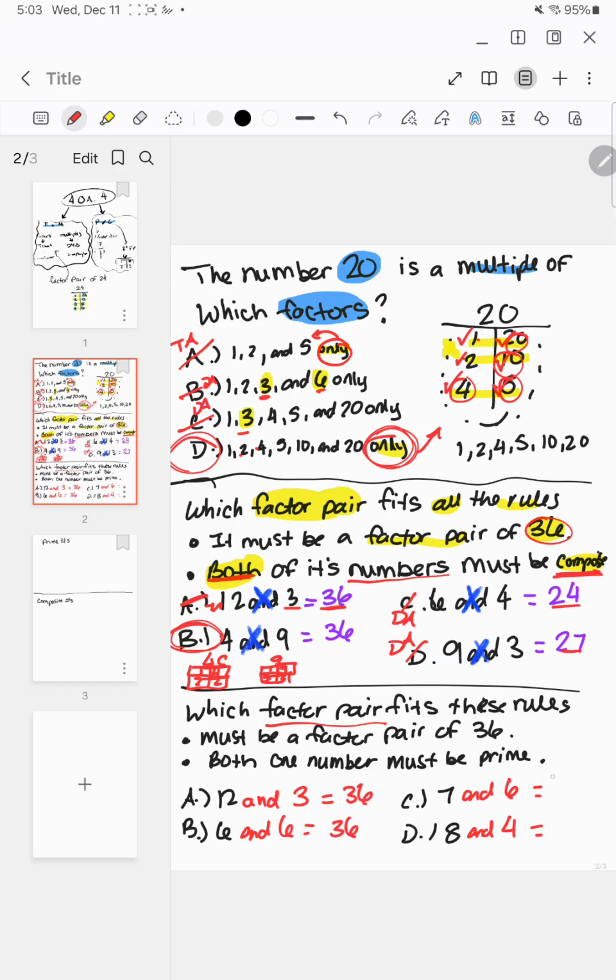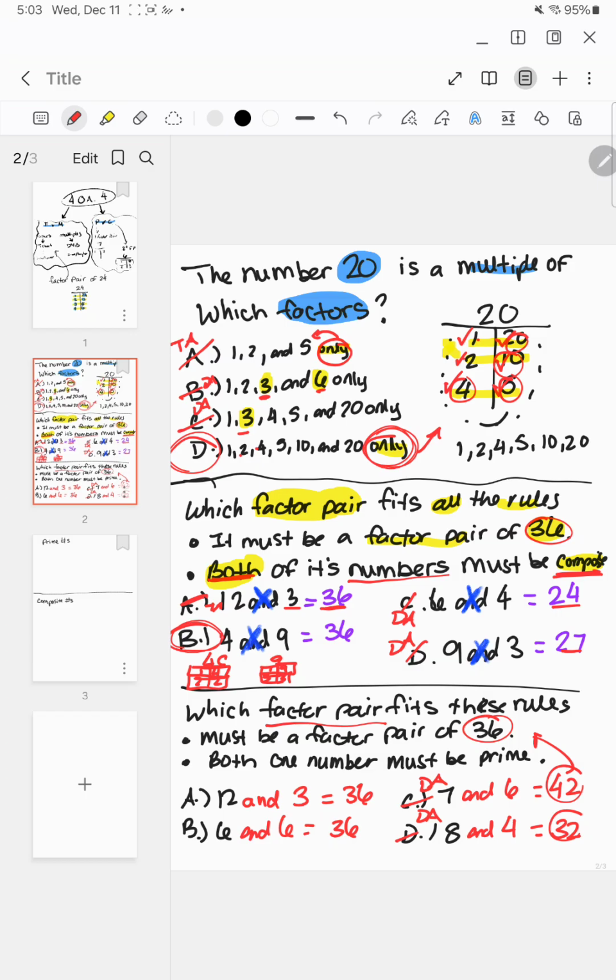6 times 6 is 36. 7 times 6, though, that's 42. And 8 times 4 is 32. So I already know these don't even equal what they're asking me. They're asking that it needs to at least equal 36. This couldn't even do that. So I know these are my dumb answer choices. They're super wrong. I can eliminate them very, very easily.